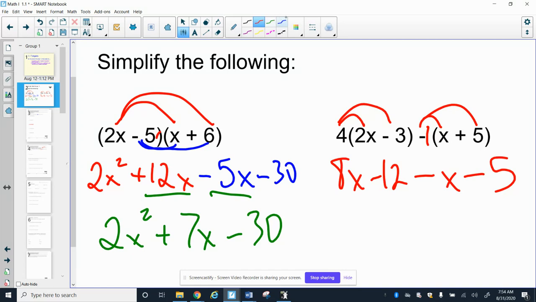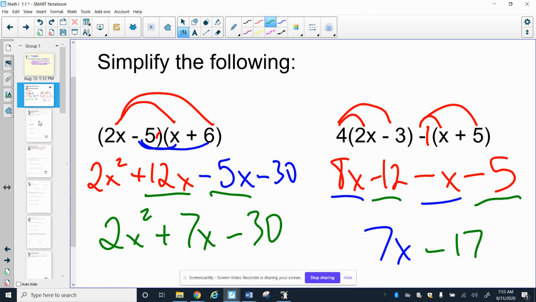Now, this is just a combining like terms problem. We have 8x and minus x. Well, 8x minus x is 7x. Then we have negative 12 and negative 5. Those together make minus 17. That's just a quick review of what we did last week. That'll be a good lead into what we're doing today.